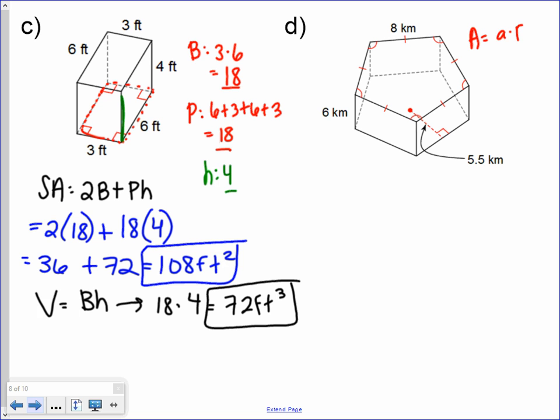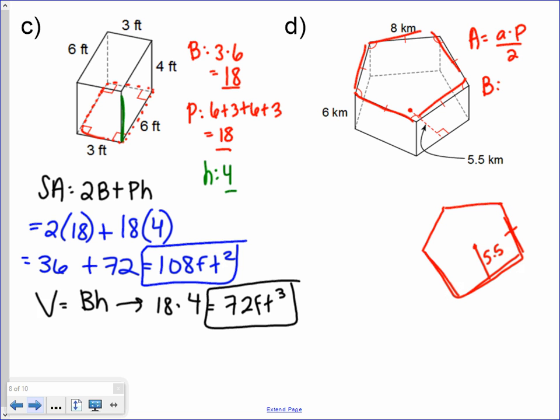So apothem times perimeter divided by 2. That's going to be our capital B. So again, it's kind of like you're looking at a pentagon. I could draw one that would be good, where the apothem is 5.5 and all of the side lengths are, how long are these side lengths? Can you guys see that? How long are those side lengths there? 8. And they're all 8. Okay, so your apothem is 5.5.